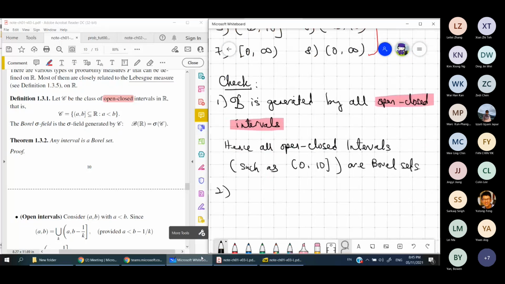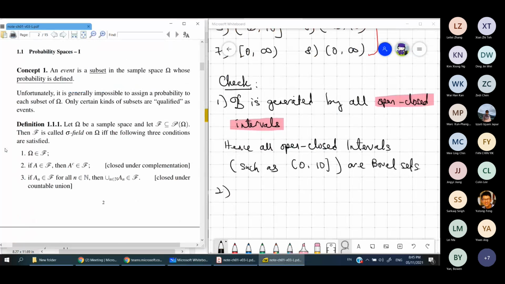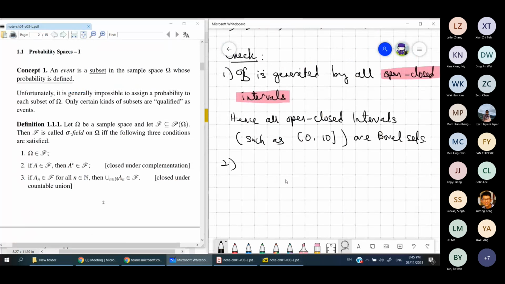Next, again, we have to make use of the definitions. So let's look at here. Next, for the second type, open interval: is an open interval a Borel set? Let's say we look at this open interval 0 to 10. In fact, you may do it for any values a and b. I just take 0 to 10 to demonstrate the ideas. So what happens to an open interval? Why is an open interval a Borel set, or is an event? Maybe we can look at the definitions here.